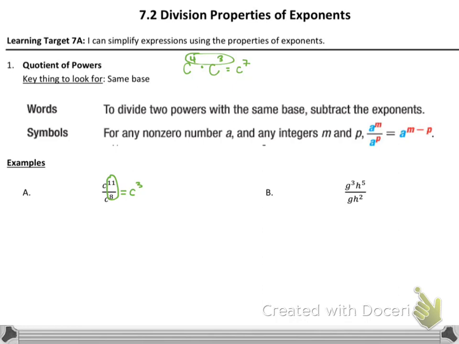So we have g cubed times h to the 5th over g times h squared. This g right here has an exponent of 1. So you want to make sure to keep that in mind. To simplify the g's only, we have g cubed over g to the first, and so we subtract the exponents 3 minus 1, and so I have g to the power of 2. And then looking at the h's, h to the 5th divided by h squared, you subtract the exponents, and so you have h cubed. And so my simplified expression is g squared times h cubed.